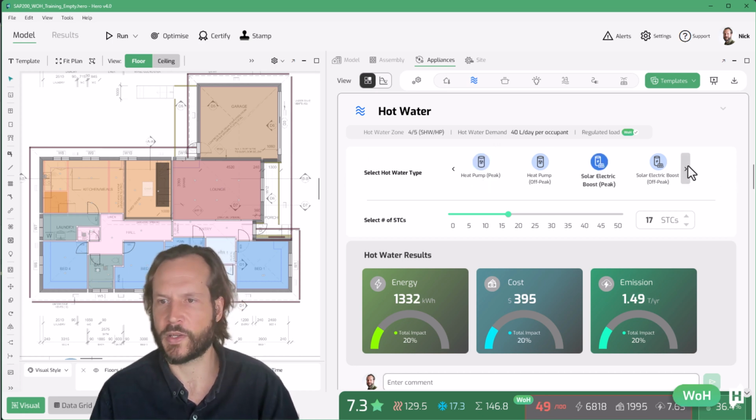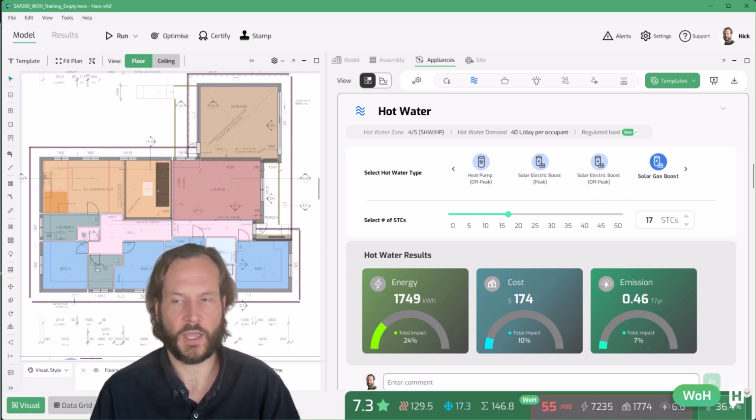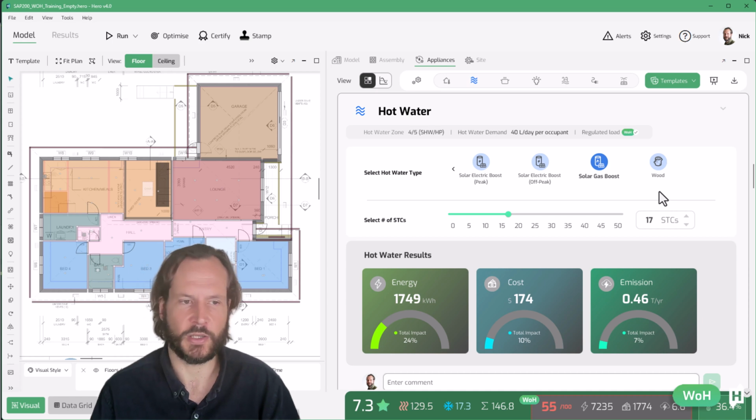We've got 3 systems available. So an electric boosted solar thermal system with again a peak or off-peak boosting control strategy, and a solar hot water with gas instantaneous boost. And these are rated again based on their STCs. So let's talk about that. But there's also the last hot water type, which is wood. It's a standalone wood hot water heater. There's currently no combo heating, hot water, cooking style wood systems in NatHERS Whole of Home at this stage.